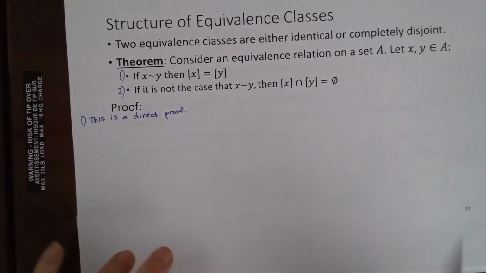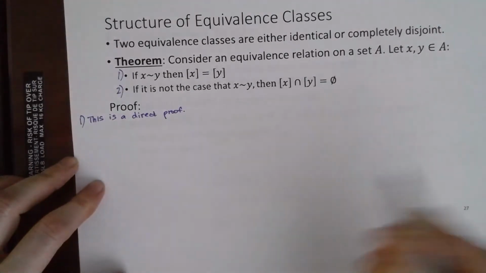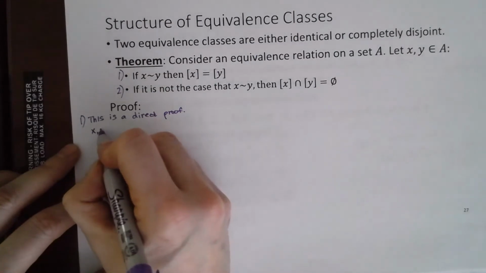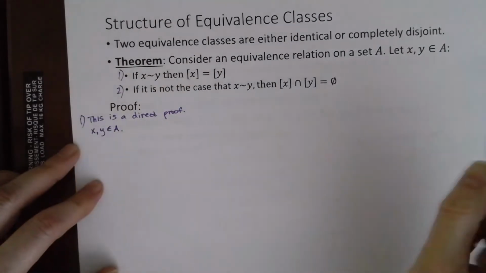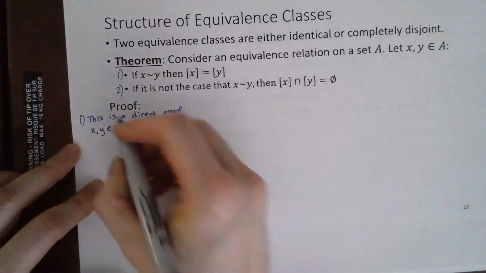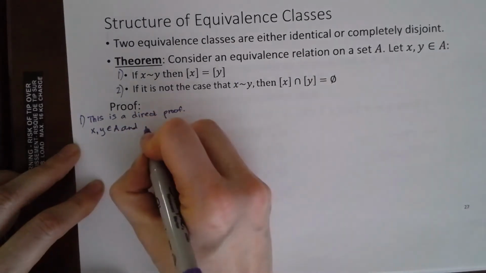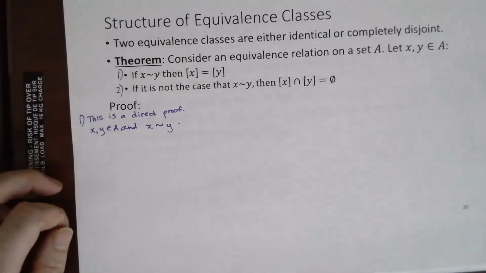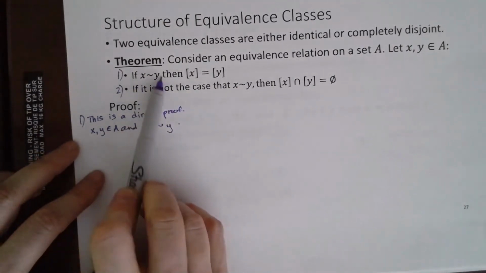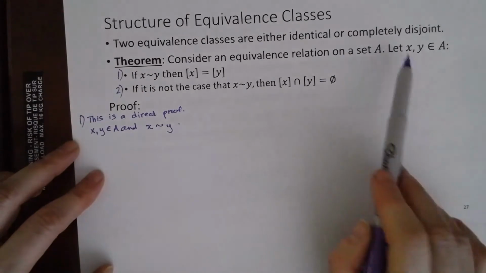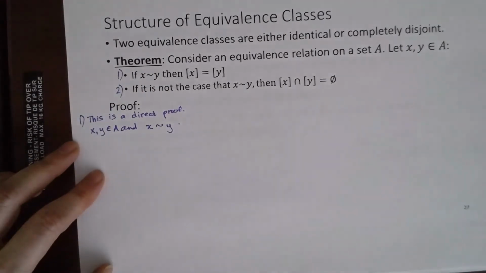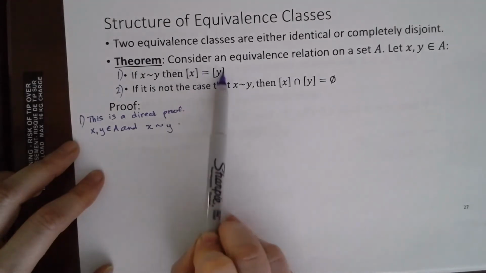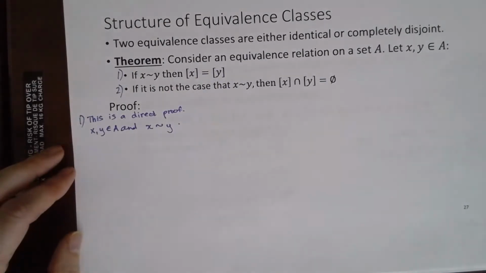Okay, so we already have this. We have X and Y are in A. That's part of what we know. And we have that X is related to Y. That's our hypothesis, our given as well. And now what we need to prove is our conclusion, that these two sets are exactly the same thing.